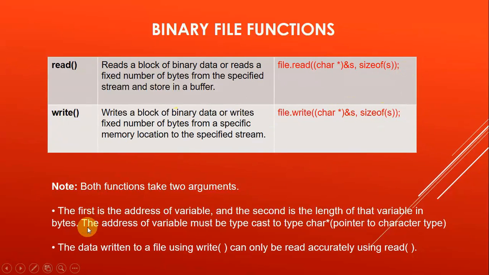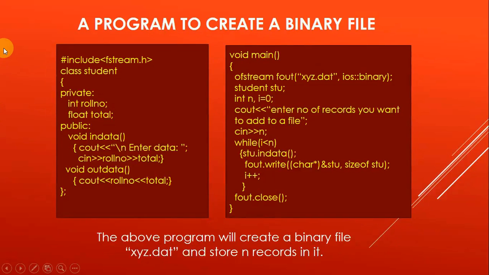And the second is the size of what we are writing into a file or reading from a file. Now the data written to a file using write can only be read accurately using the read function. So remember to use read and write together. If you are using write to write onto a binary file, please use read to read that binary file. Now let us see a program to create a binary file.